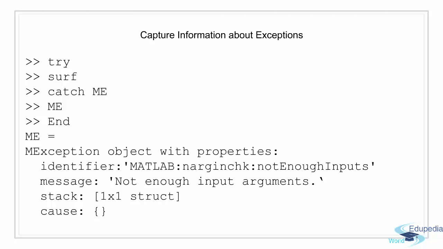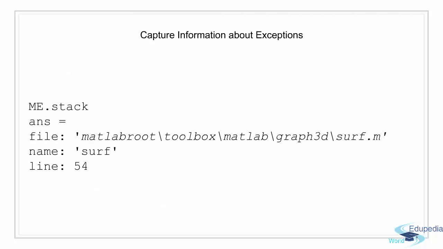Now let's talk about this stack, because this is the thing that we will use the most. The stack in MException is basically a structure. We access it using the dot notation. The three fields inside it are file, name, and line number. File is the file where the program terminated. Name is the name of the function in which it terminated, and line shows the line number where the execution stopped. Here in this case, as we are calling only a single function, we only have one entry.